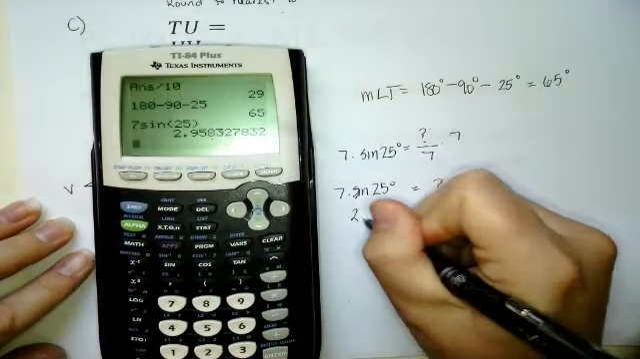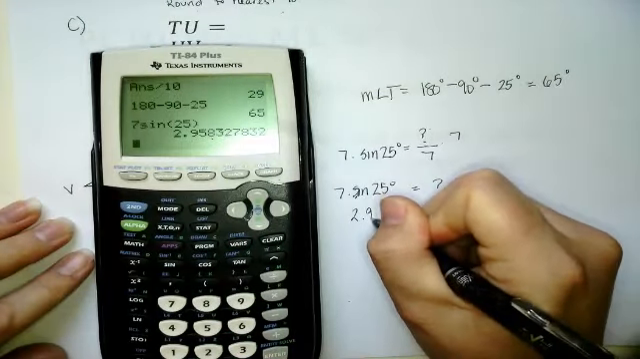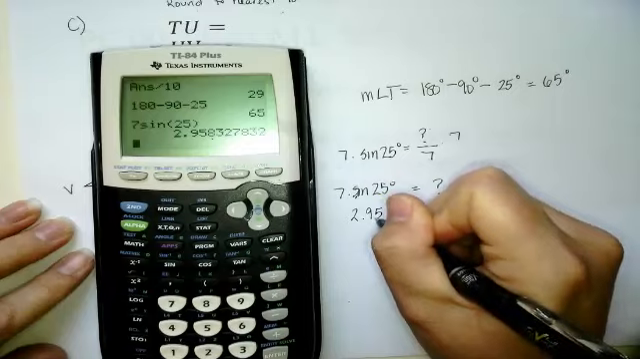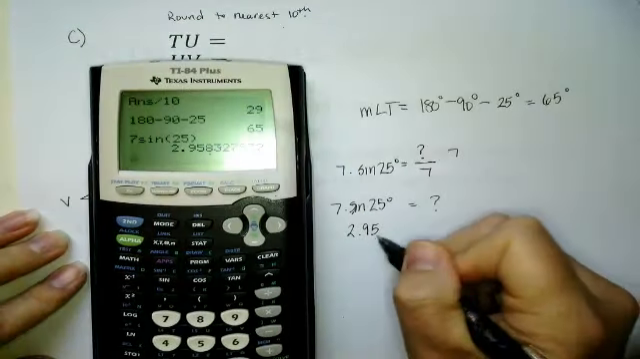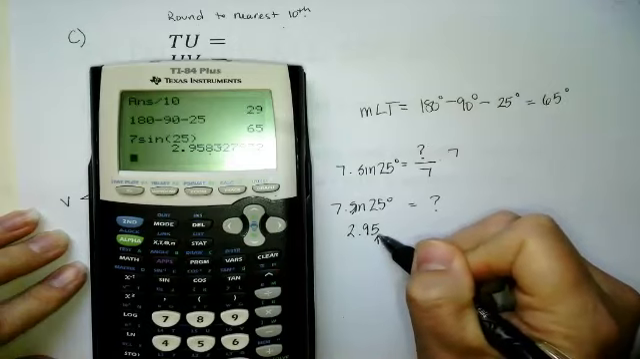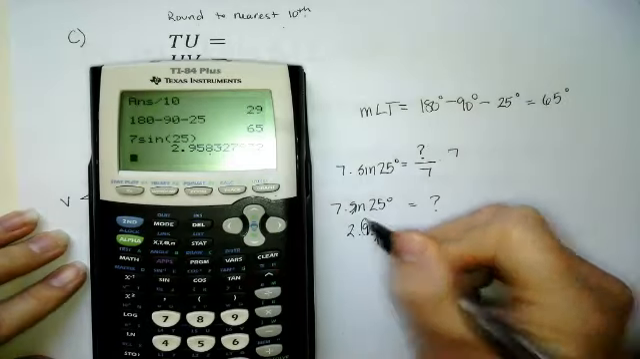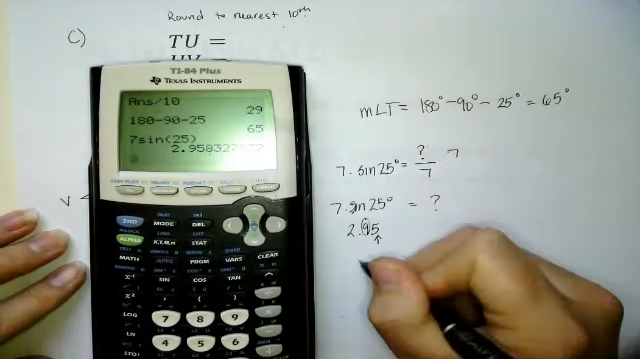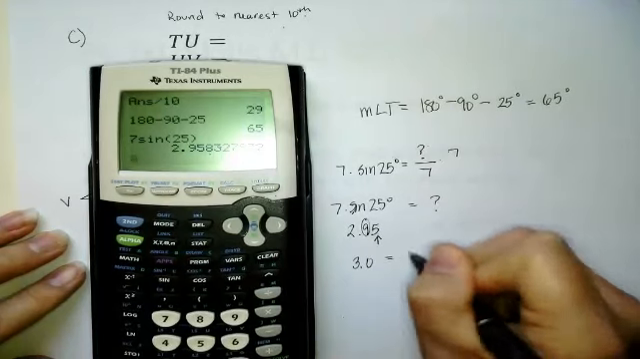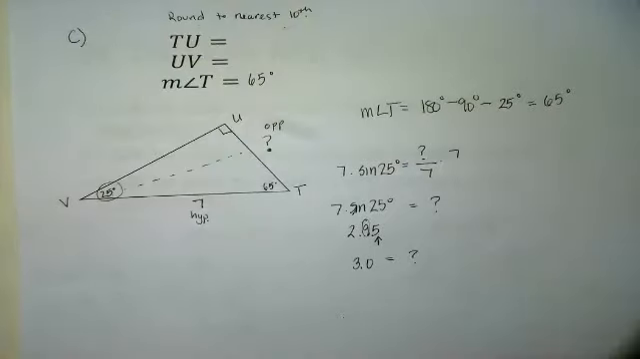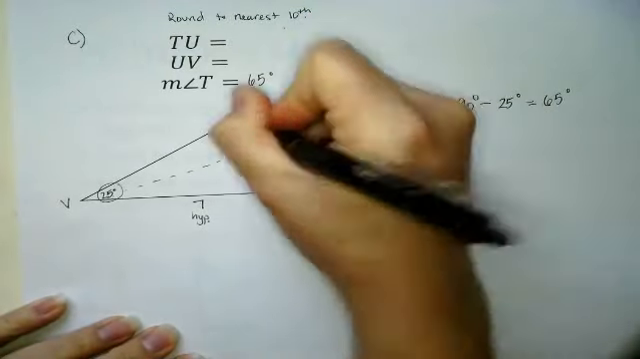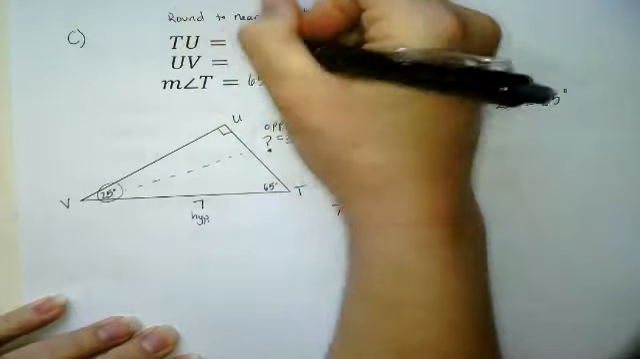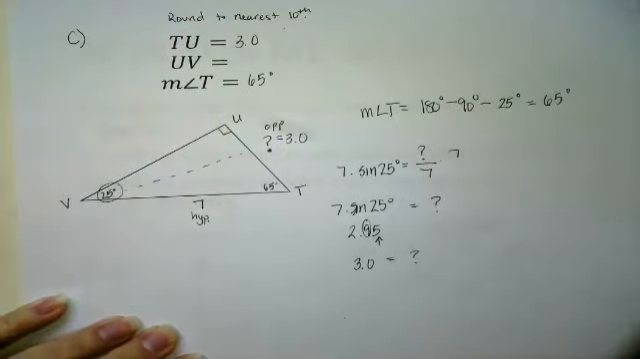And so we get 2.95. They want us to round to the nearest tenth. So we go to the hundredths place and say, if you're 5 or more, then you round this guy up. Well, to round him up becomes 3.0. So our side UT or TU is 3.0.